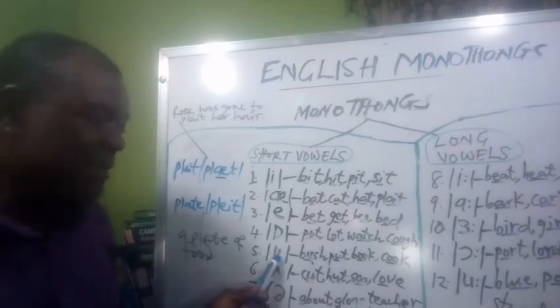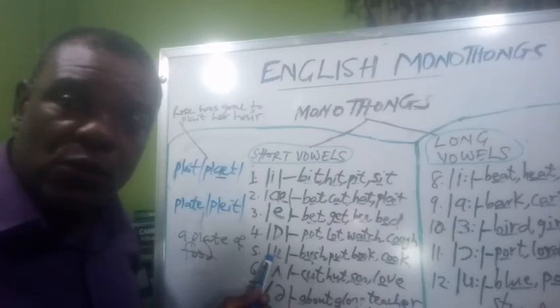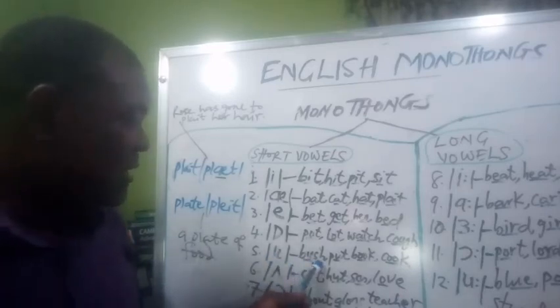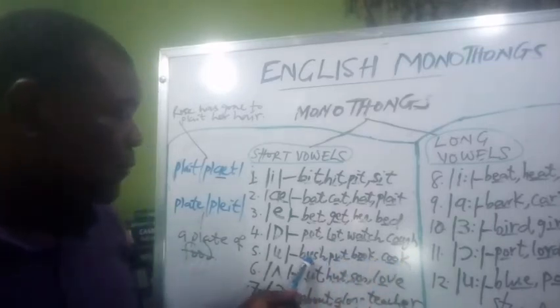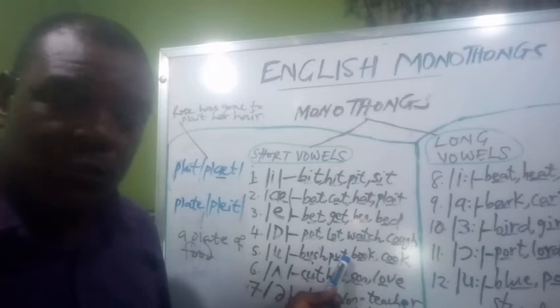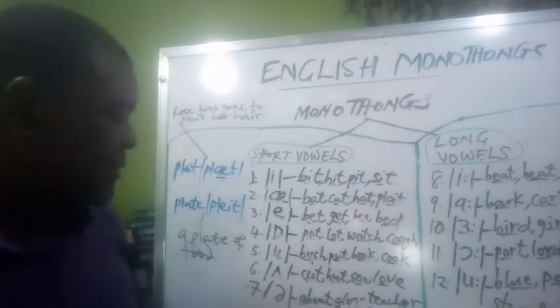The next one is the short U sound. It is pronounced U, U. It occurs in words like bush, put, book, and cook.